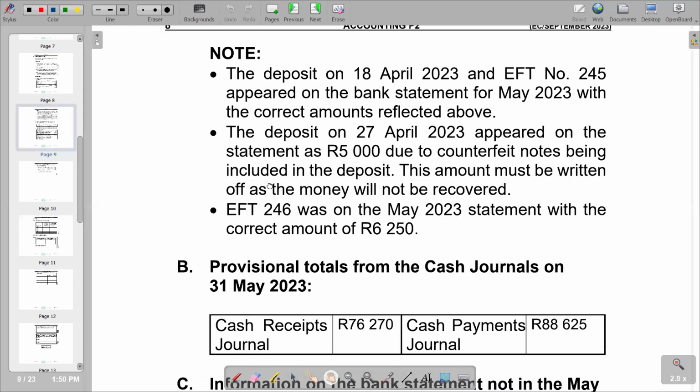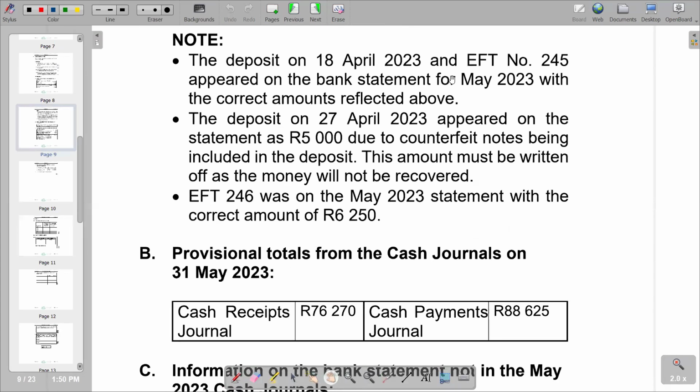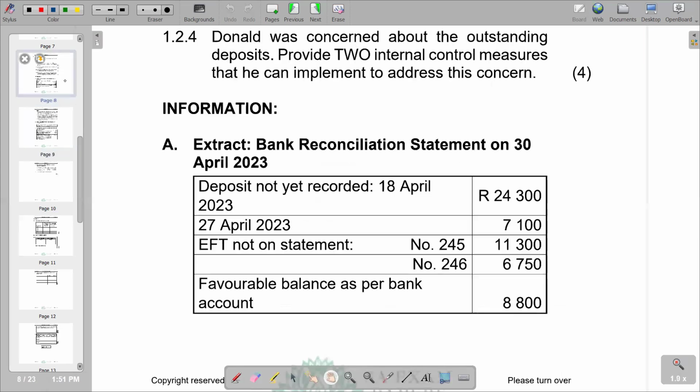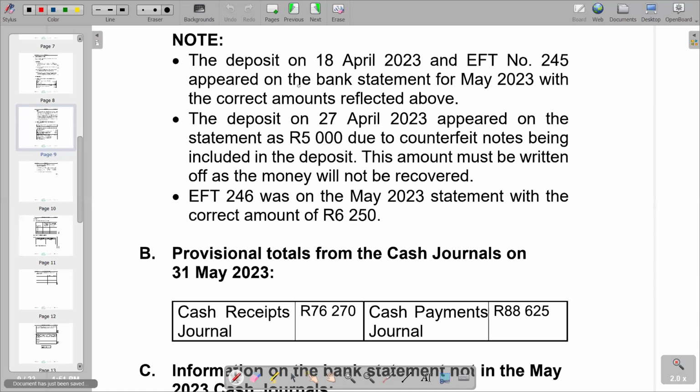The first point reads: the deposit on 18 April 2023 and EFT number 245 appeared on the bank statement for May 2023 with the correct amounts reflected above. So we have EFT number 245. We can just refer back and we see that EFT number 245 is here. So this one is being referred to as now appearing, according to what we are being informed. So we leave that one since it's reflecting the correct amount. It means it's now correct.